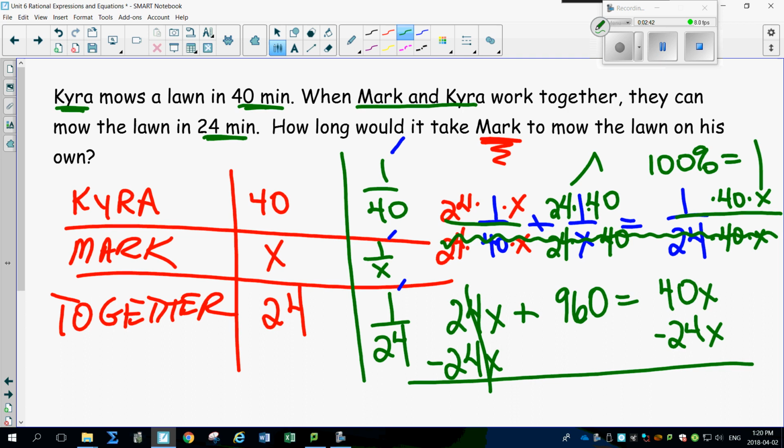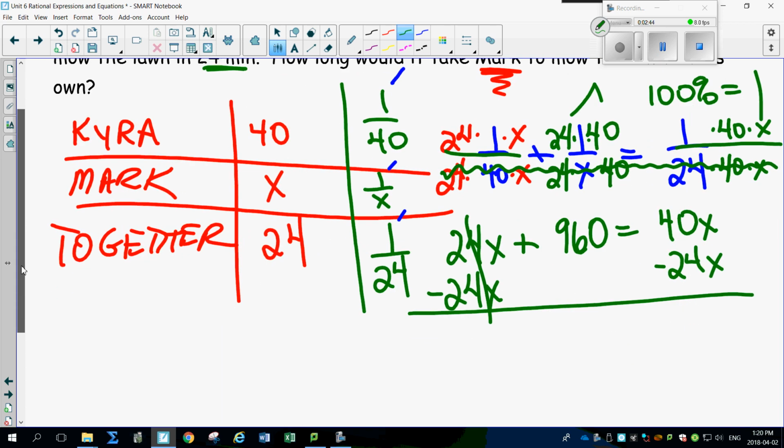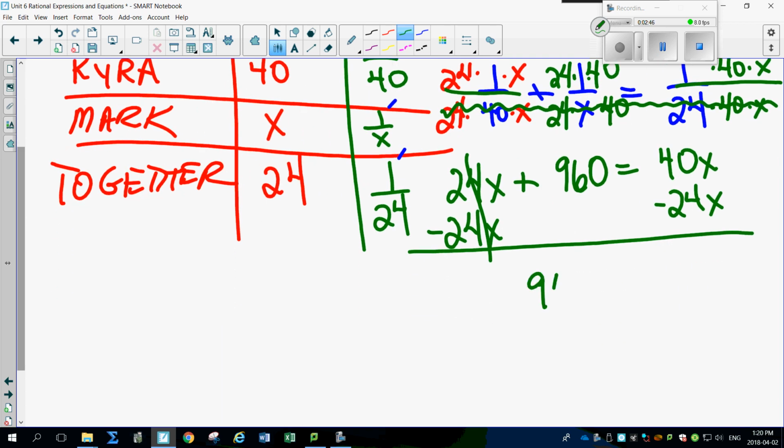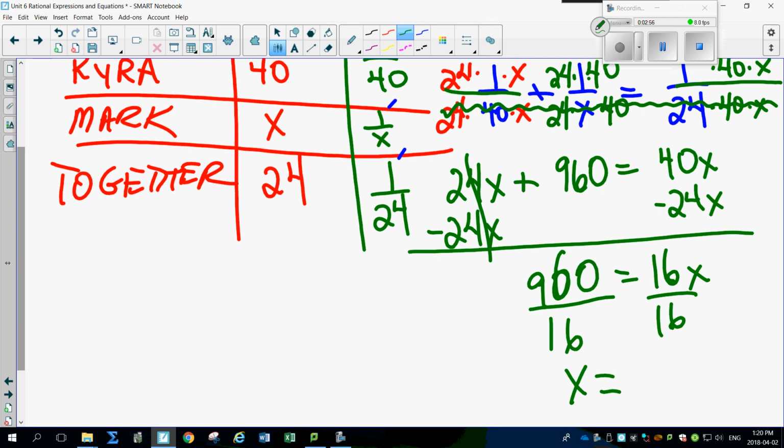That cancels, leaving you 960. 960 equals, looks like 16x. Divide by 16, divide by 16, and guess what? You're going to find x to be 60.